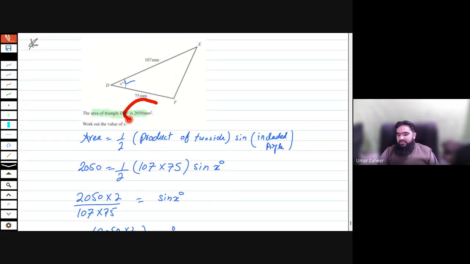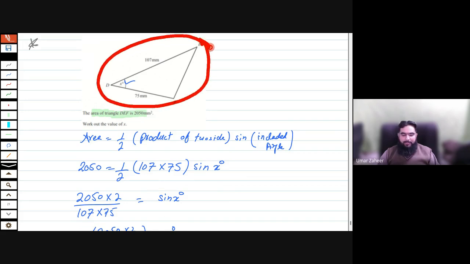Obviously, he is going to give you the information about the area, so you have only two formulas. The first one, 1/2 base multiplied by height. The second one, 1/2 product of two sides into sine of their included angle. So clearly, there is no side that is perpendicular, so there is no base, there is no height.